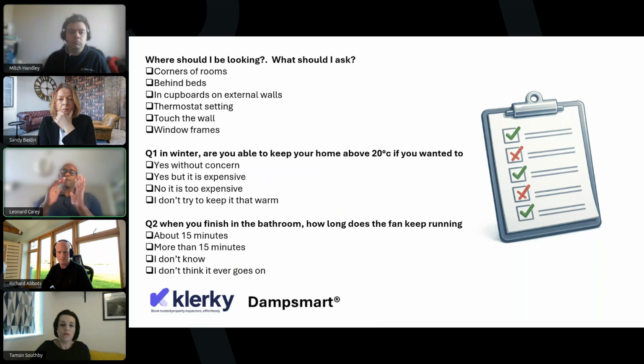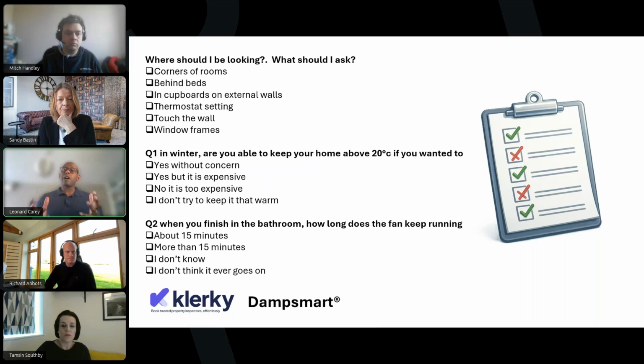But if that bed is up against an external wall, typically we do start to see signs. It's not just because the bed is against that wall. There are other factors as well, but take a look. Often you'll see some signs behind that. Again, cupboards on external walls, wardrobes, food cupboards, they don't get any heat, and take a look in there. So those are the sort of visual checks.